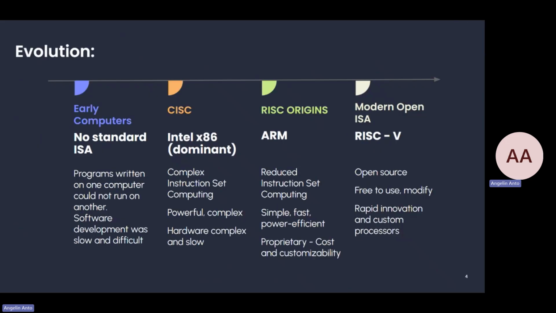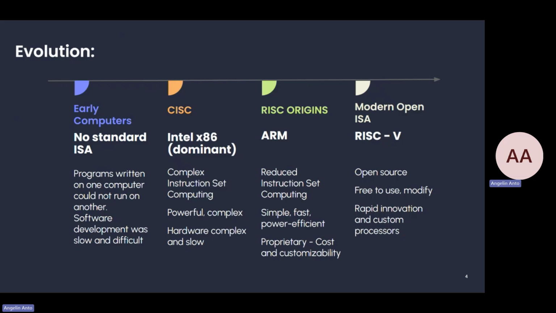Now, when we look at its evolution, initially we just didn't have any ISA. We never had a set uniform system. So each computer would have a very specific set of code, and if you use this code anywhere else, it just wouldn't work. So obviously, this is very redundant and time consuming, right? So to fix this, we developed CISC.